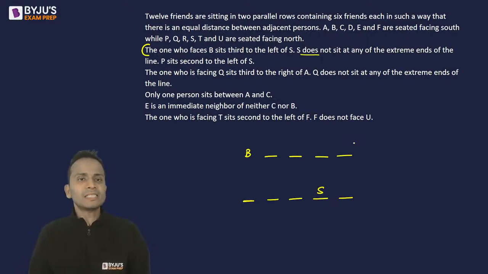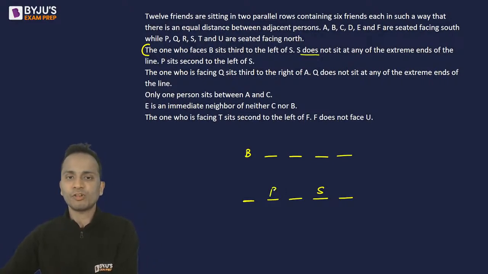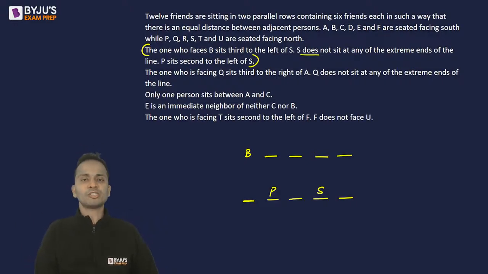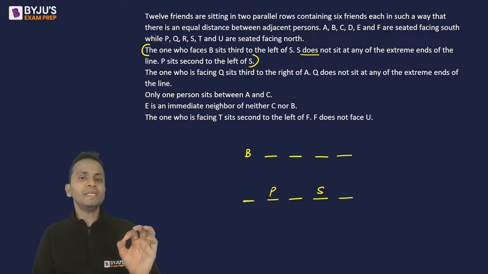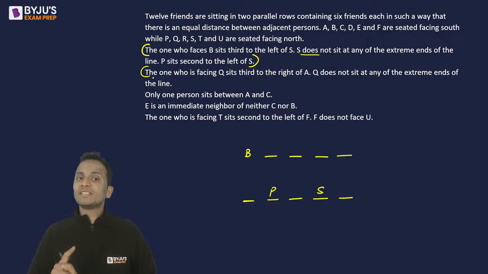Now next is P sits second to the left of S. So P will sit second to the left of S. So this will be the position for P. Done. So the first entire statement is over. Clear? On the basis of that, I'm able to place B, P and S. Now let's look at the next statement. The one who is facing Q sits third to the right of A.